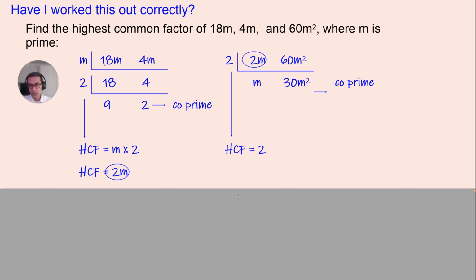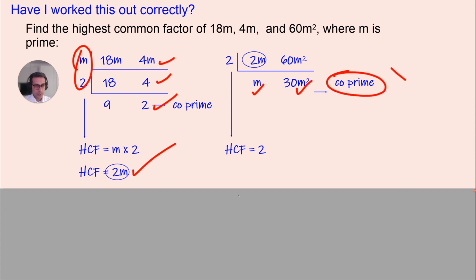Okay, so question 1, we can see we're taking m out, that's fine. Taking 2 out, that all seems fine so far. And then these are coprime, so yeah, m times 2, which is 2m, is correct. The one on the right, we have taken 2 out to be left with m and 30m squared. Now these are not coprime because we can still take out a factor of m to get 1 and 30m. So in this case, the highest common factor would be 2m.